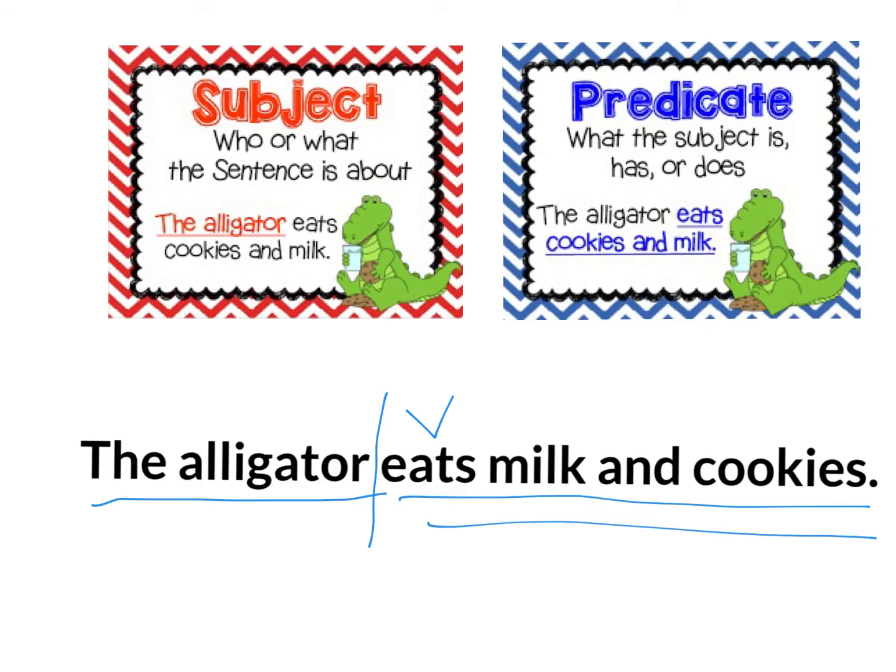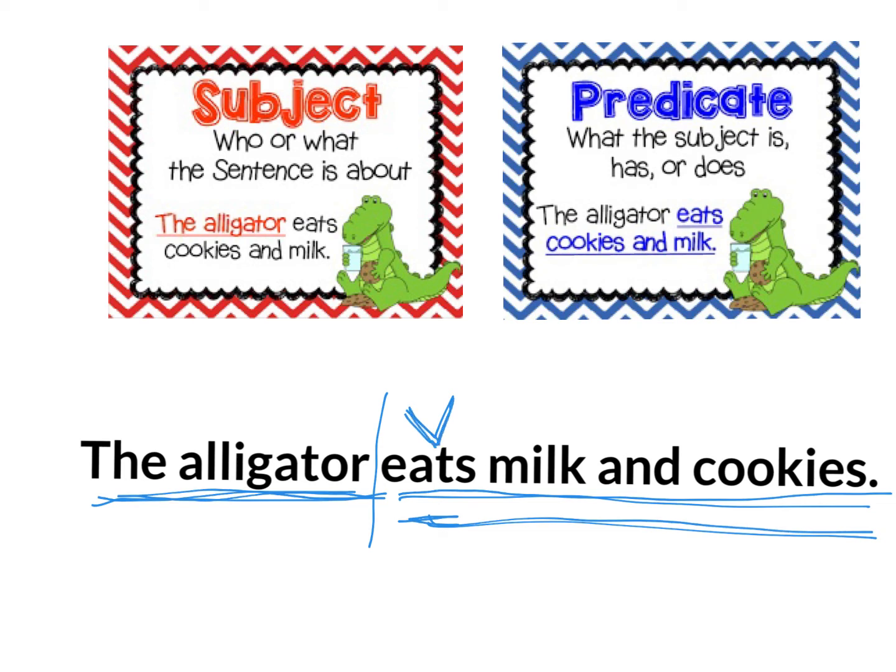Okay, if we look at this sentence that we just did together, we have the alligator is our subject, and remember, we get one line for that, and it's the who or what of the sentence and what it's about. The alligator is the subject. It's the who or what. Eats milk and cookies gets 2 lines underneath of it because it's our complete predicate. Remember, our complete predicate starts with the verb, and we said that the verb in this sentence was eats, right?